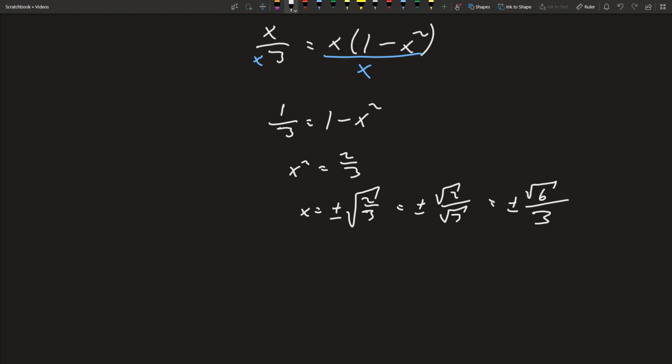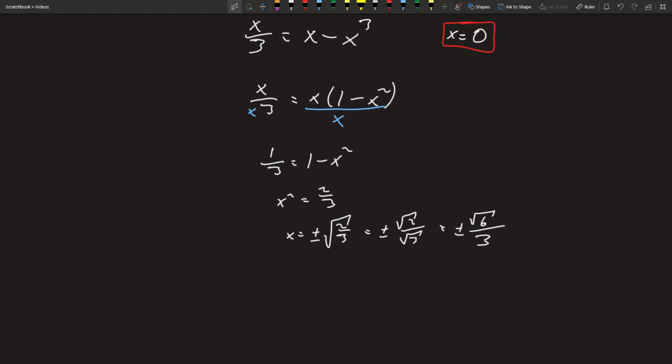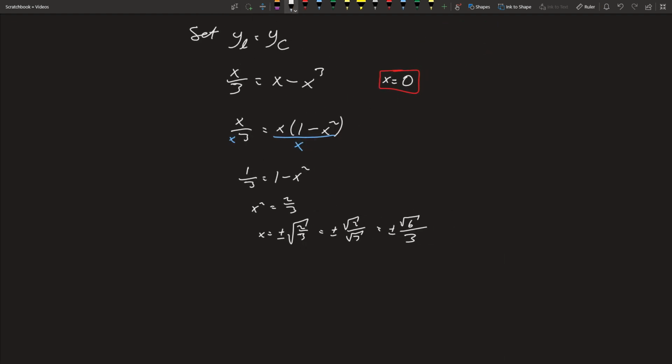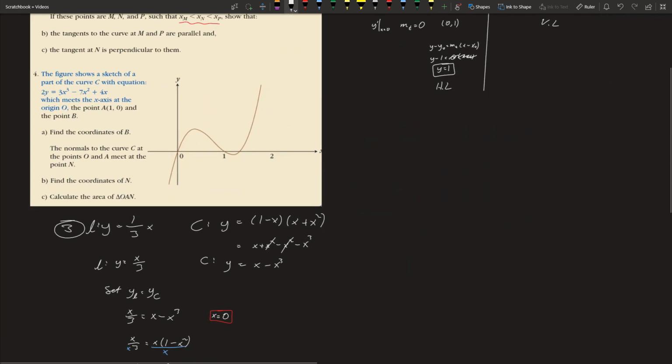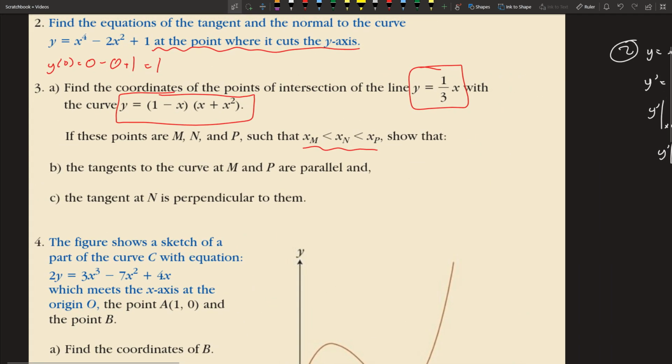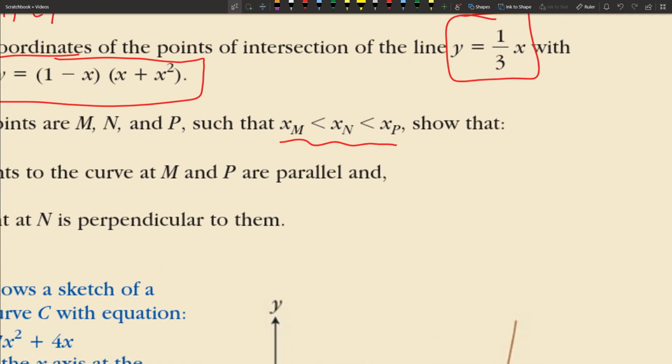Anyways, so we have 3 points, right? x is equal to 0, x is equal to negative radical 6 over 3, and x is equal to positive radical 6 over 3. So we have those 3 x coordinates. That means we need some points which they labeled for us M, N, and P. But there's a condition. We need that the x coordinate of M is less than the x coordinate of N, less than the x coordinate of P.